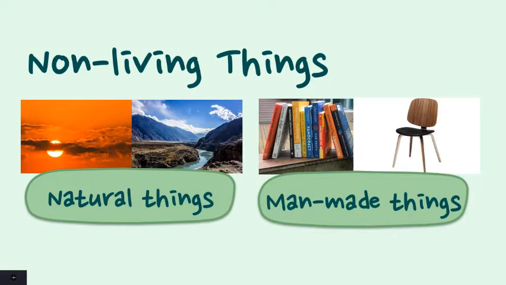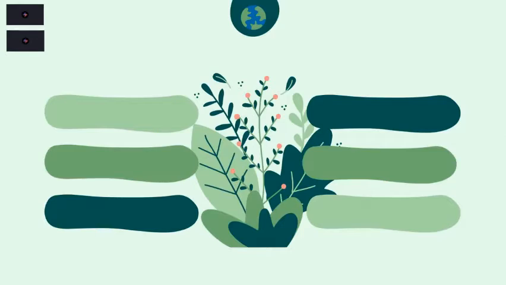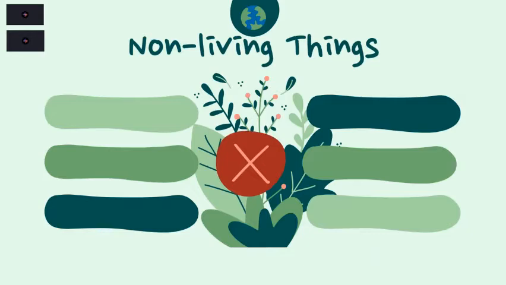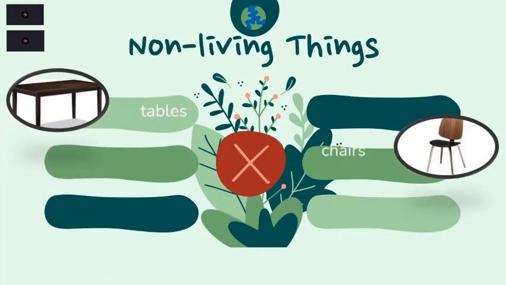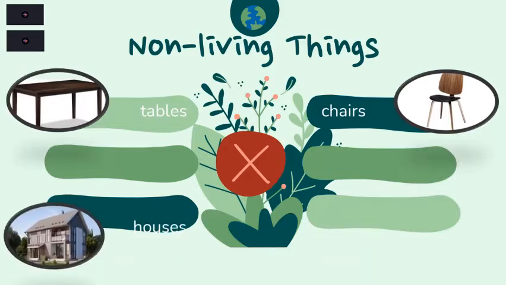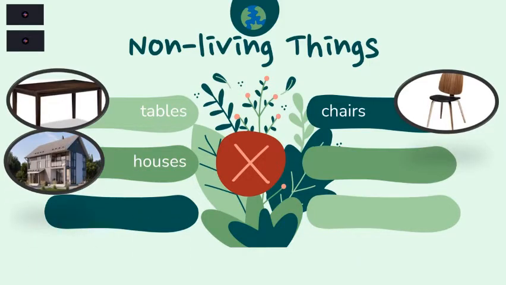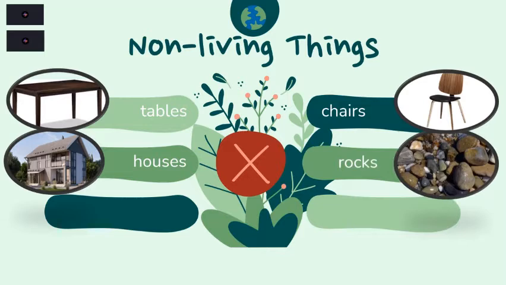Non-living things. Non-living things are the total opposite of living things. They cannot eat, cannot jump, they cannot breathe, and they cannot grow. Examples of non-living things include tables, chairs, blackboard, dishes, bowls, bags, houses, rocks, mountain, and rivers.